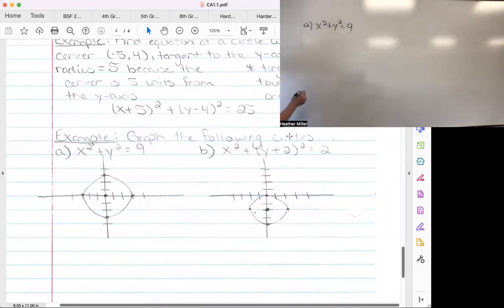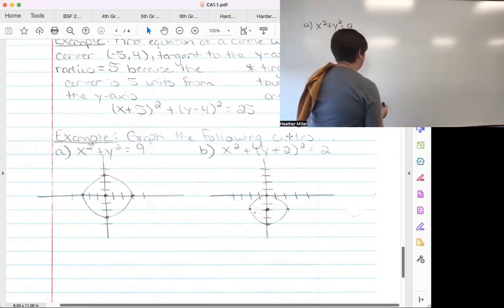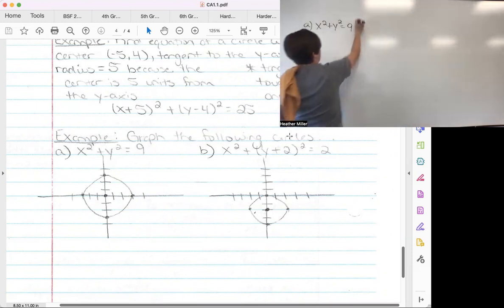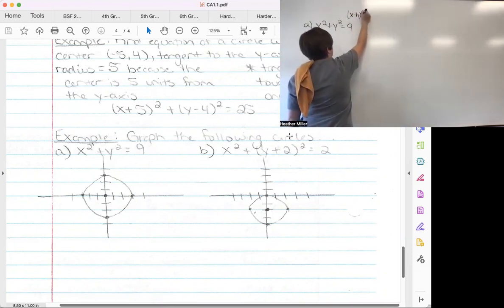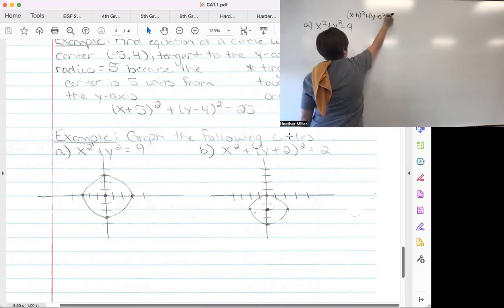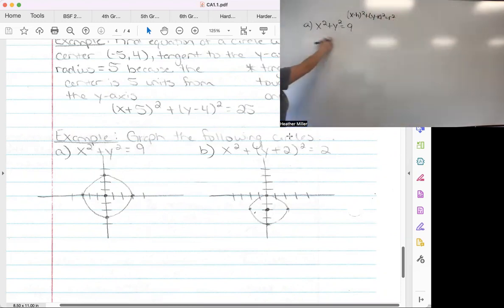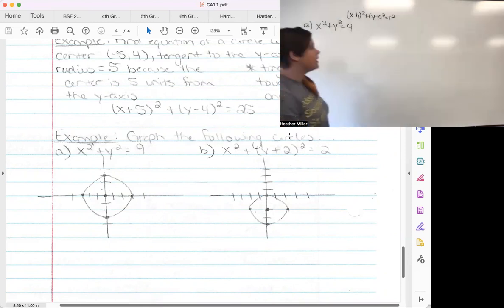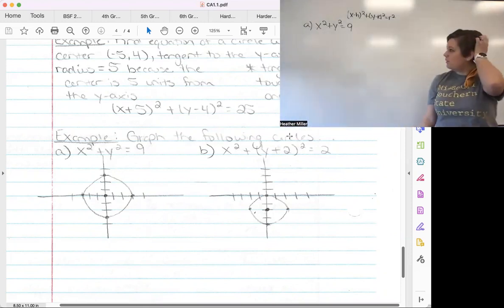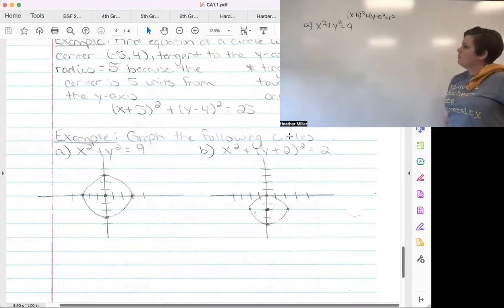So first thing I'm going to do is look at this and say I have an x squared plus a y squared equals 9. Now I know that the equation of a circle is supposed to look like x minus h squared plus y minus k squared equals r squared. But if I look at this, I don't have an h, I don't have a k. Well, that could be a problem. But then you have to think a little bit further and think, okay, well, is there an h there and it's just not represented because of what value it is? And the answer is yes.